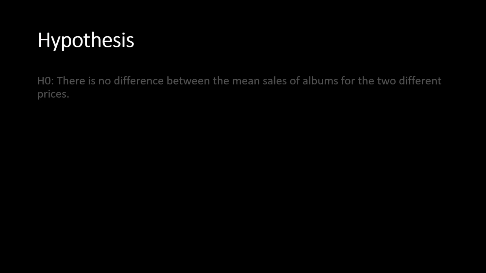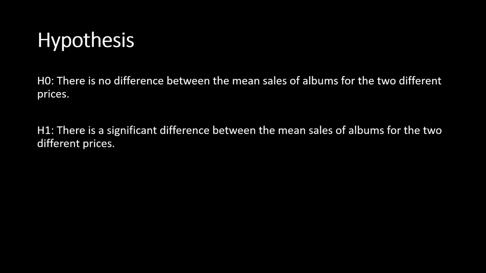In our example, we can formulate the null hypothesis, for example, in the following way: that there is no difference between the mean sales of albums for the two different prices, and hence the alternative hypothesis could be that there is a significant difference between the mean sales of albums for the two different prices. We should also have a look at the test assumptions before conducting the test.